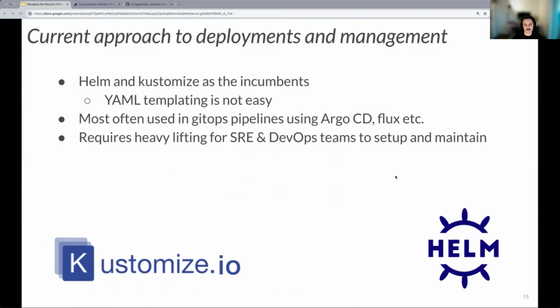It's not a surprise to anyone that Helm and Kustomize are still the incumbent tools used for manifest templating and deployment management, even taking into account all the pain points that users reported over the years. YAML templates are a far cry from an intuitive tool which you can always rely on. Both of those tools are most often used in production environments in GitOps pipelines using Argo CD, Flux, or similar tools. But this often requires a lot of effort for SRE and DevOps teams to set up and maintain.